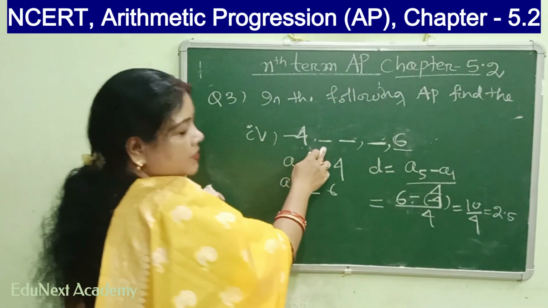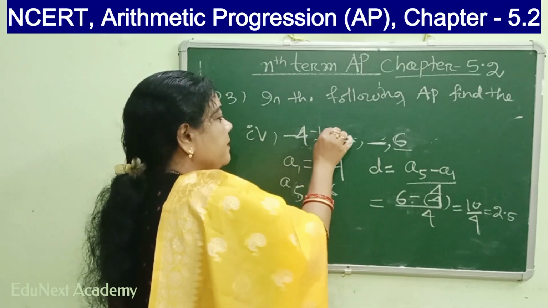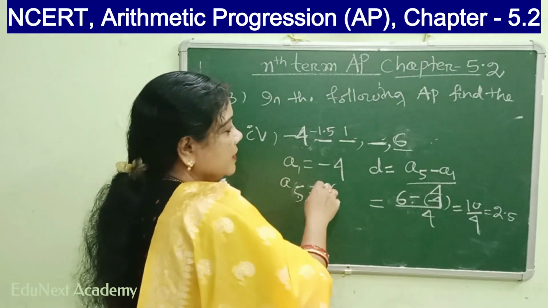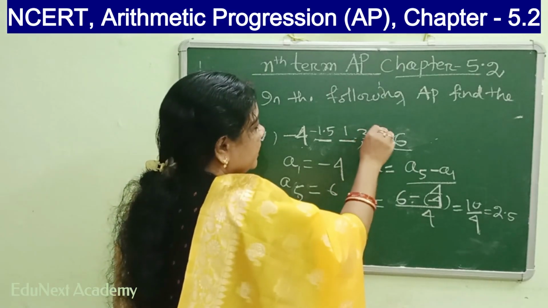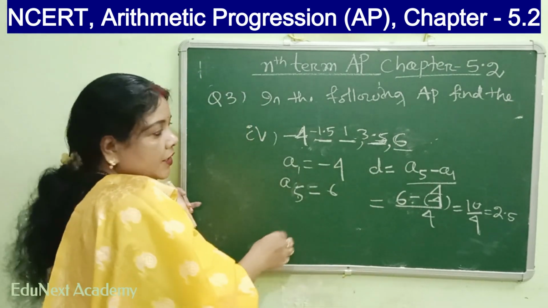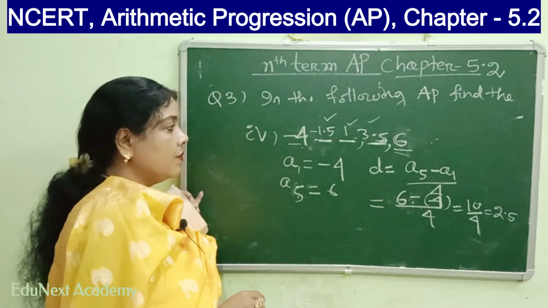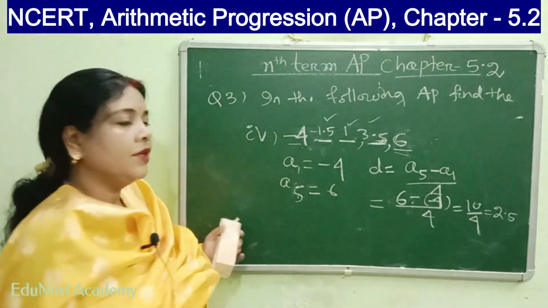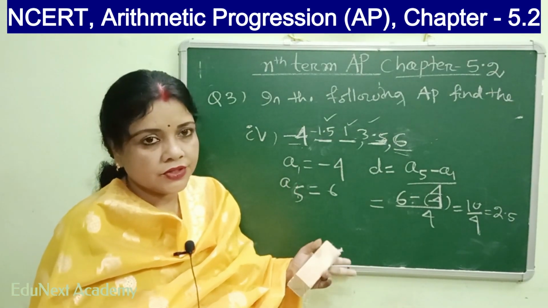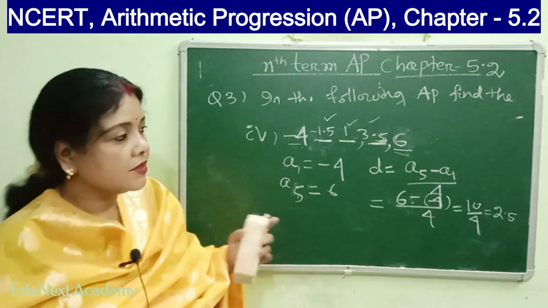So after minus 4 what term will come? If you add 2.5 then obviously we will get minus 1.5. Then after adding 2.5 to minus 1.5 we will get 1. Then 1 plus 2.5, that is 3.5. Then 3.5 plus 2.5, that is 6. So in between minus 4 and 6 we got the 3 missing terms: minus 1.5, 1, 3.5. Okay, so in this way you will find the missing terms in between the terms in an AP sequence.